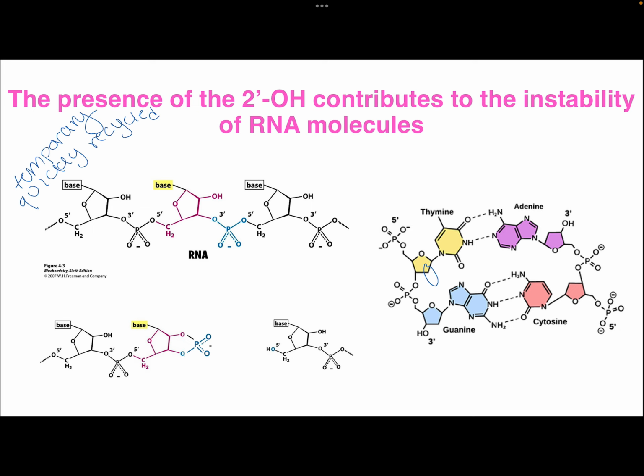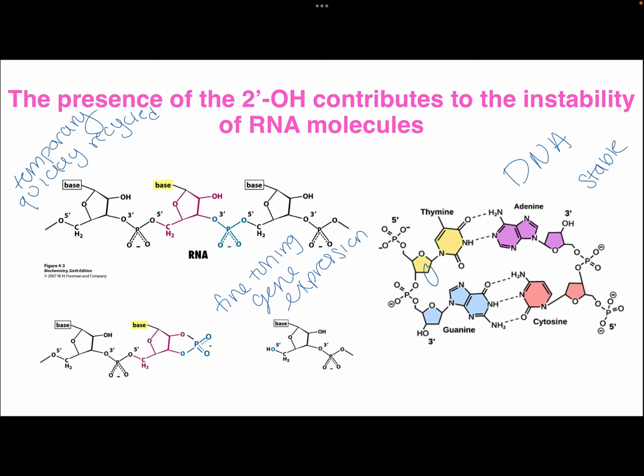Also, being easy to degrade can help with fine-tuning gene expression. Because the cell can very quickly start degrading all of the RNAs that make a certain protein, resulting in less expression of that protein, allowing it to regulate the activity of the cell. Whereas DNA, its entire job is to just sit in the nucleus and last a long time and not get degraded so that it can be passed on to the next generation intact. So DNA needs to be very stable.